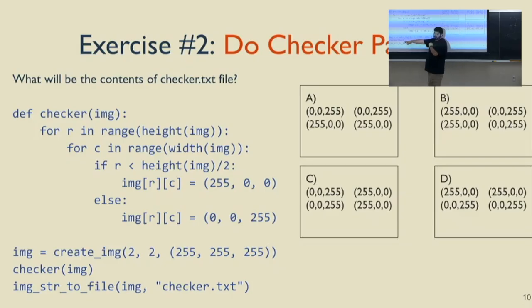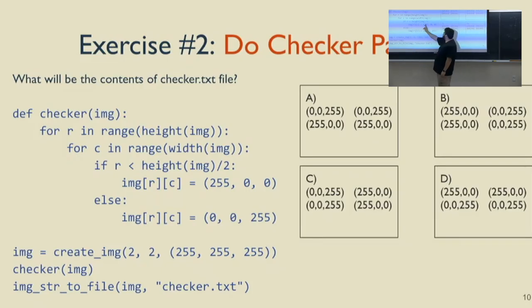Then we go to checker. And inside checker, in the second if statement, we only apply it if r is less than half the height, which is 1, so it's only applied to the first row. So it's only going to look at if the row r is less than the height divided by 2. So it's going to look at the top half, right?